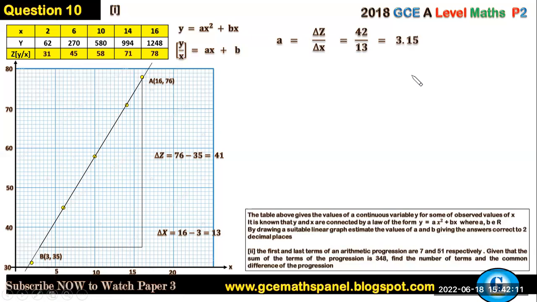That gives us 3.15, okay? You are given an answer to 2 decimal places. So your answer can be 3.10, 3.2 in that interval, and it'll be acceptable.